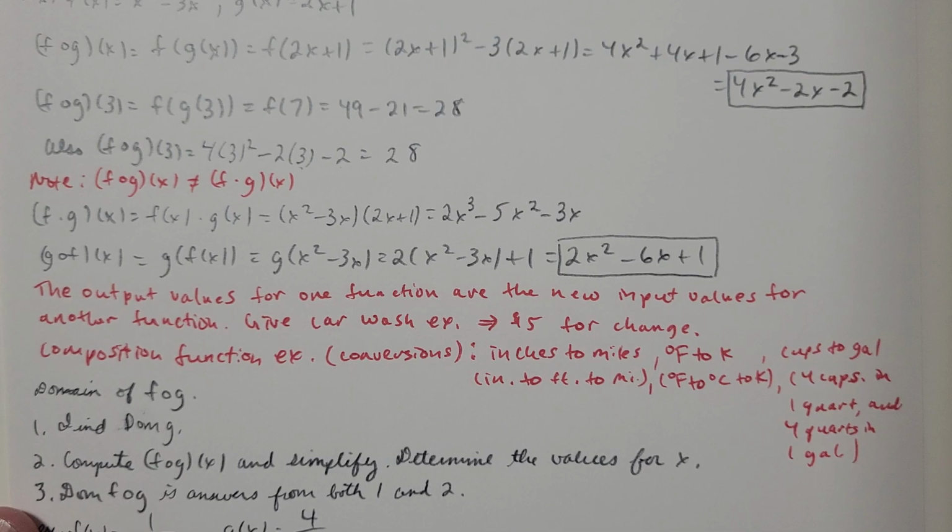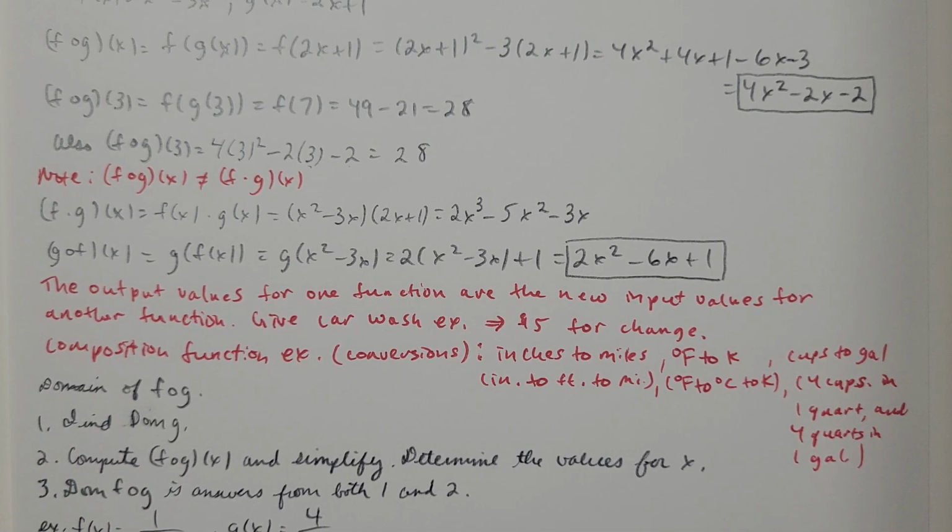Here's another example. What if I want to know how many cups are in 1 gallon? I don't know, but if I knew how many cups are in a quart and how many quarts are in a gallon, I could very easily find out how many cups are in a gallon. That's function composition. So the example is conversion formulas. That's where you're using function composition.